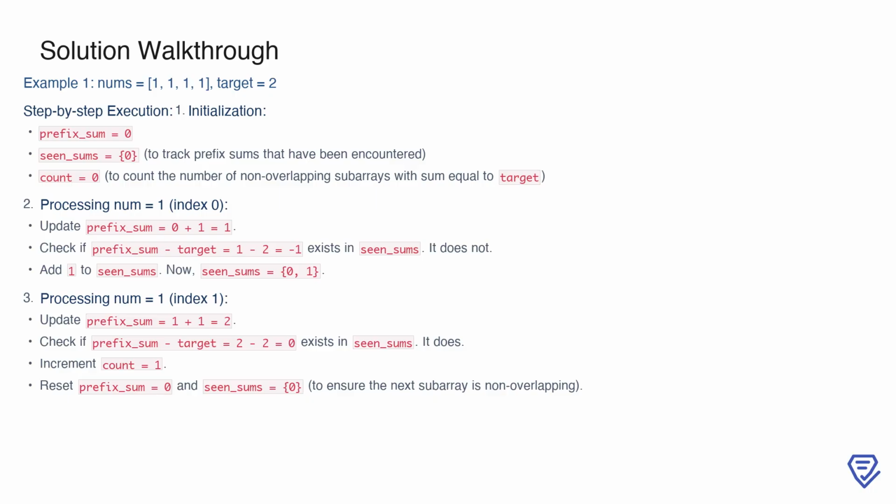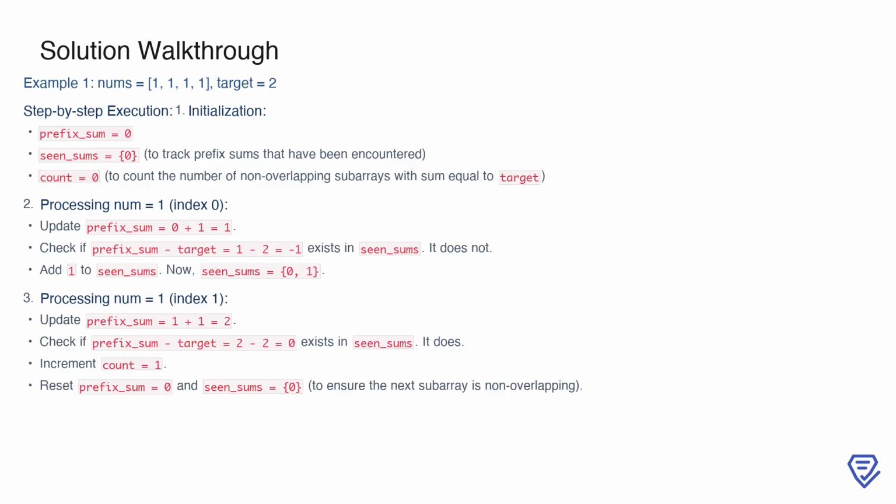Now, as we process the first element, which is 1 at index 0, we update prefix_sum to 1. We then check if the difference between prefix_sum and the target, which is -1, exists in seen_sums. It does not, so we add 1 to seen_sums.